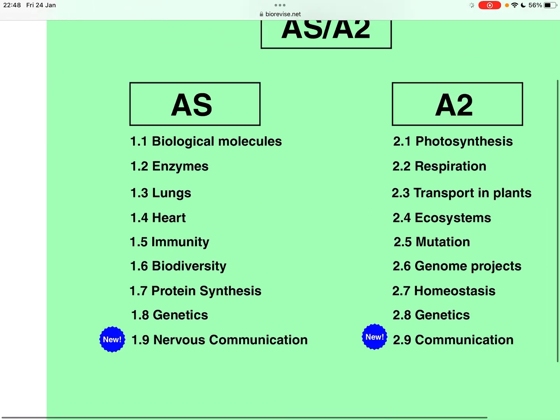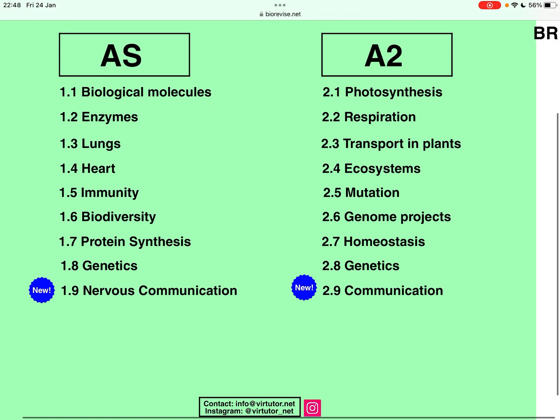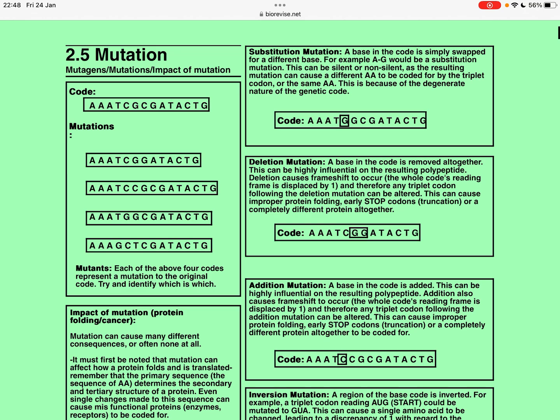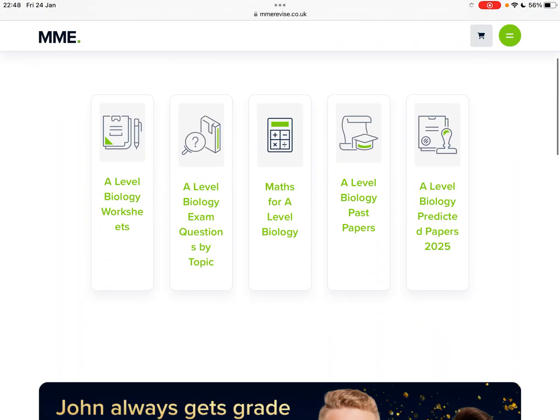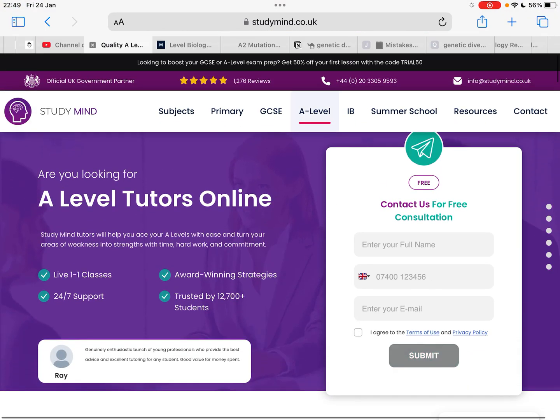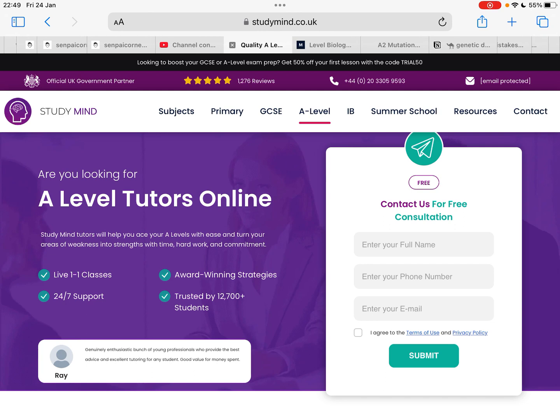Then there's this one, which I don't see as very useful, to be honest. It's useful to an extent, but do not ever depend on it. And then there's this website for worksheets, exam topics, whatever. There's also this one. It has some stuff as well. Whatever, it's not working now.